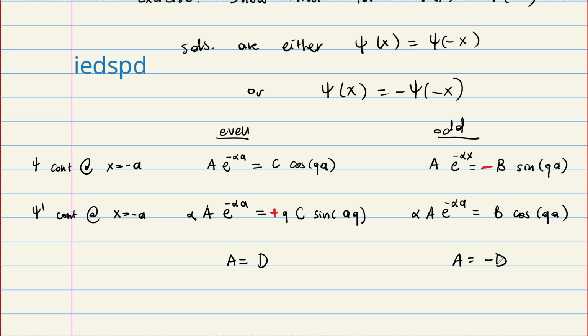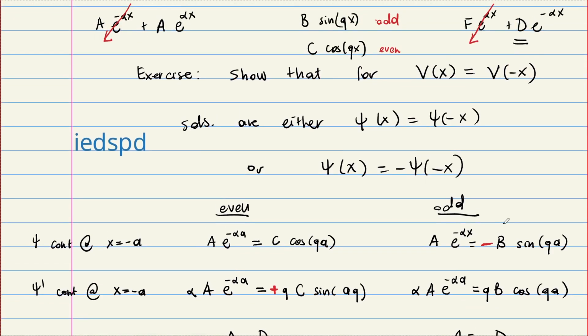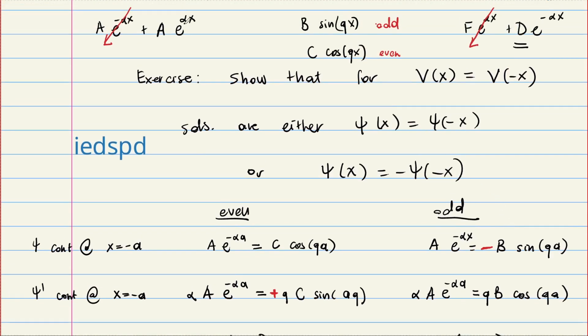Yes. This one? This one? Q b cosine qa. Oh yes, yes, there's a q here. This one? Yes, that was minus. So let me check. The derivative is alpha A e to the minus alpha a. I think this one is correct, equal to the derivative, and the derivative of sine is cosine. There's b q cosine qa. I think this is correct. And this one is minus, like you said.